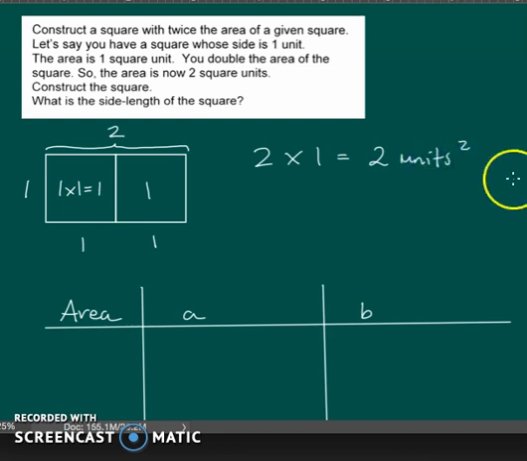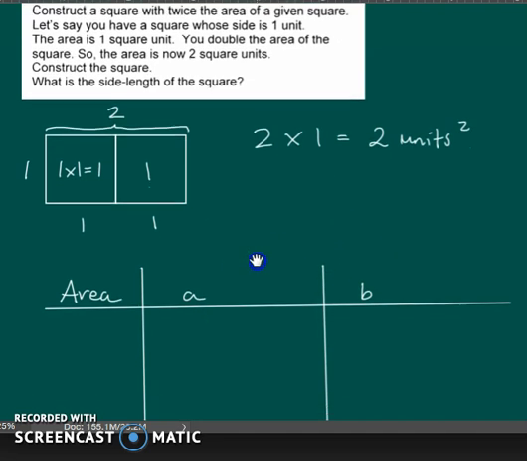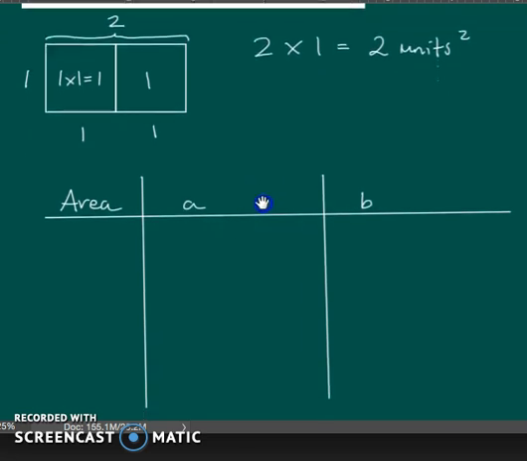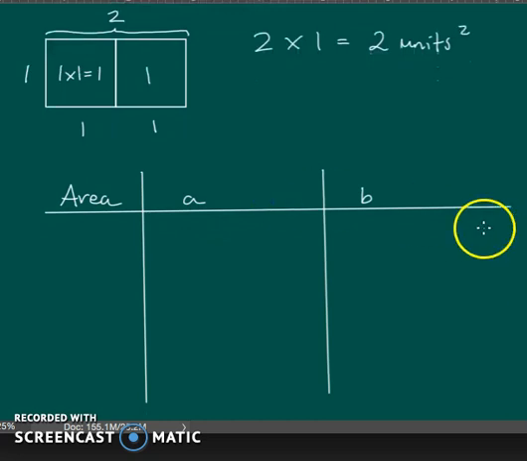So now we are trying to find a square or a rectangle that has 2 equal sides that has an area of 2. And how do we find the length of those sides? Well, we're going to use the same method that we used in the first example. So to start off with, let's start with the rectangle that we have here. Now, obviously that is not a square, but it's a good place for us to start.